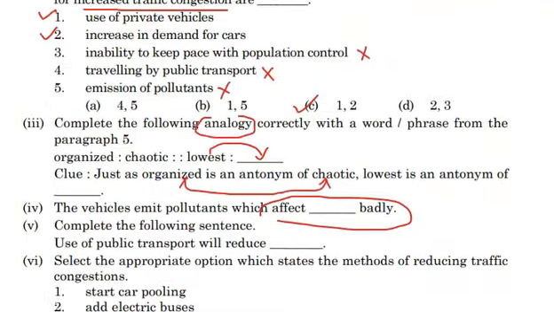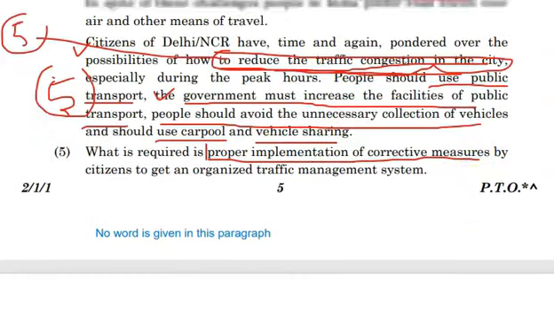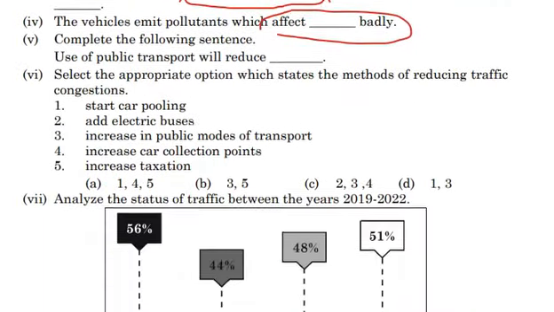Moving to question number 6. Select the appropriate option which states the methods of reducing traffic congestions. So a number of methods have been suggested for traffic congestions, and these are the 5 methods. Method 1, use of public transport. 2, the government must increase the facilities of public transport. 3, people should avoid the unnecessary collection of vehicles. 4, use of carpool. 5, vehicle sharing.